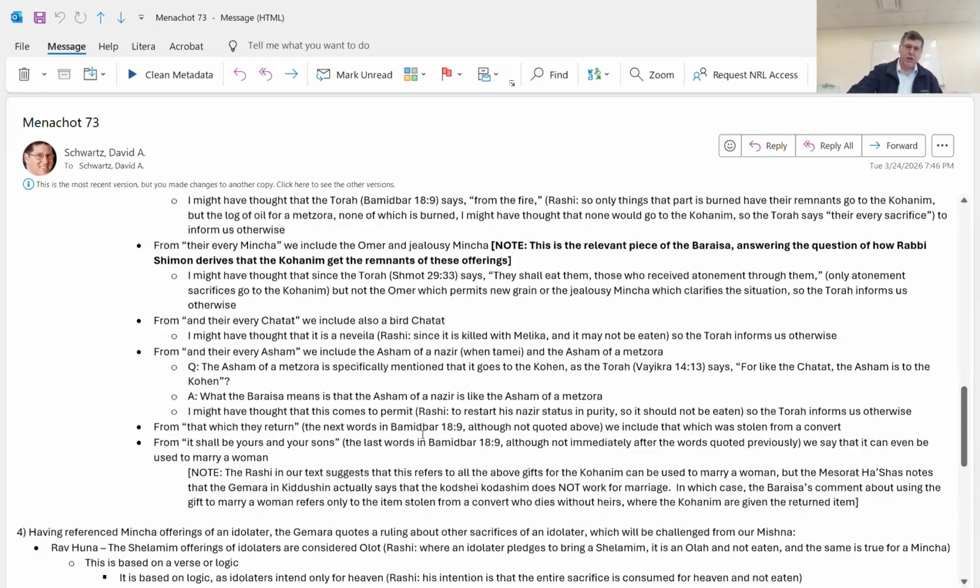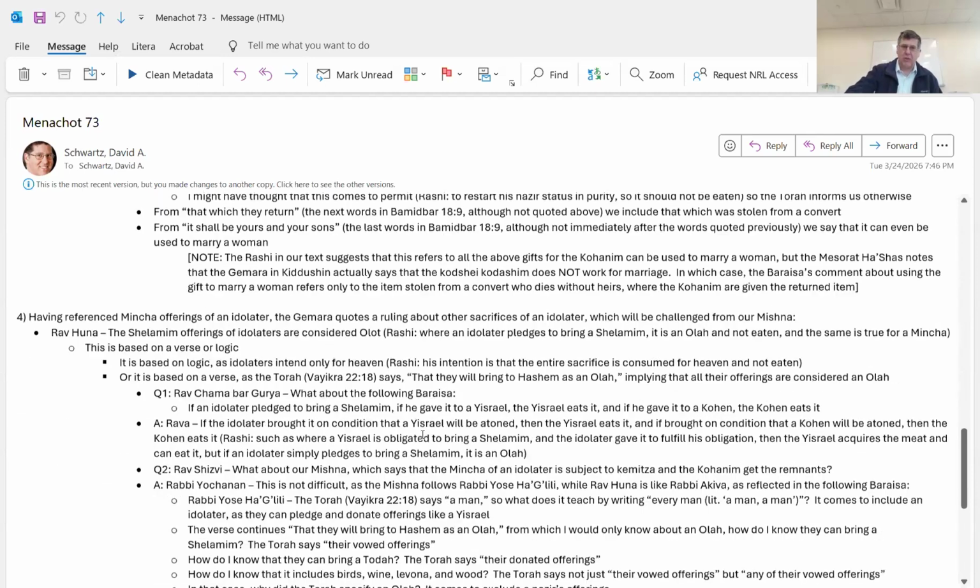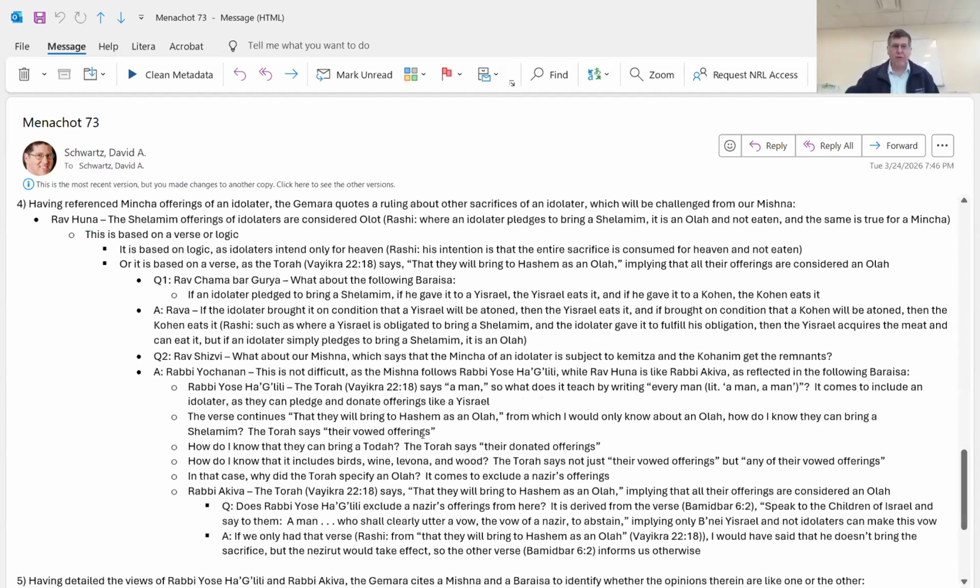Okay, so that finishes the first question that we had in the Gemara, and having referenced the mincha of an idolater, now the Gemara quotes a ruling about other sacrifices of an idolater, which will be challenged from our Mishnah.